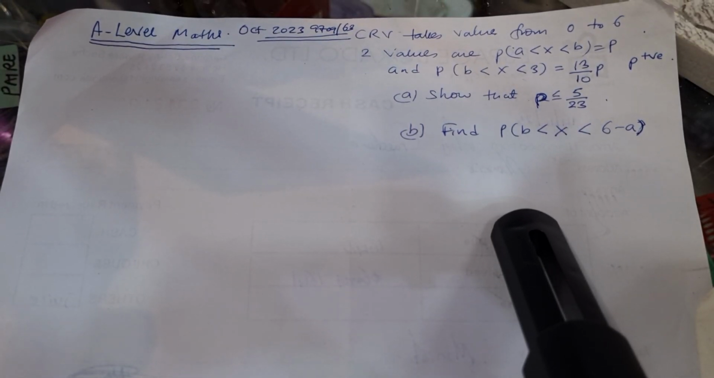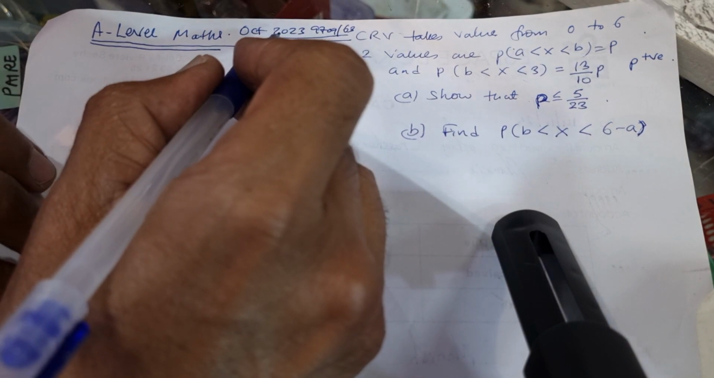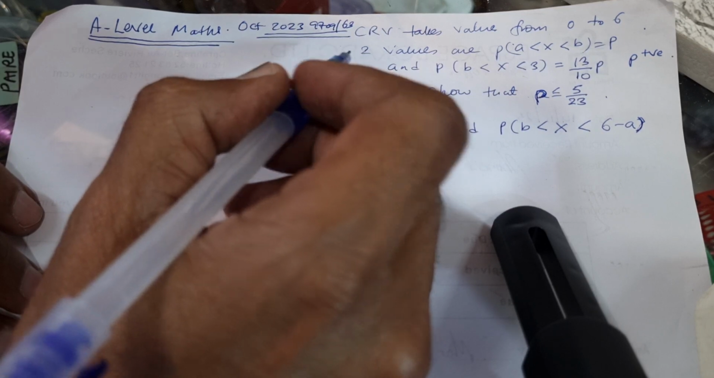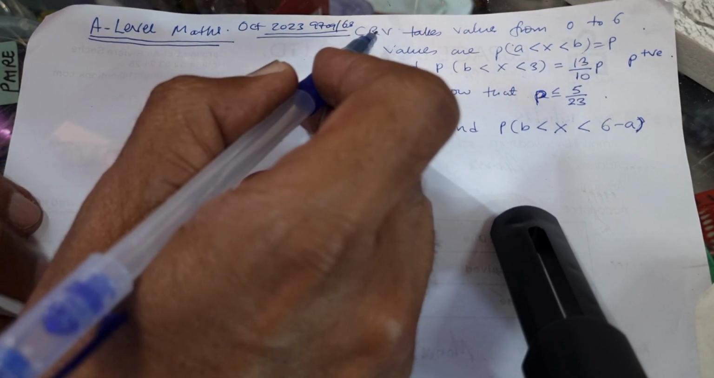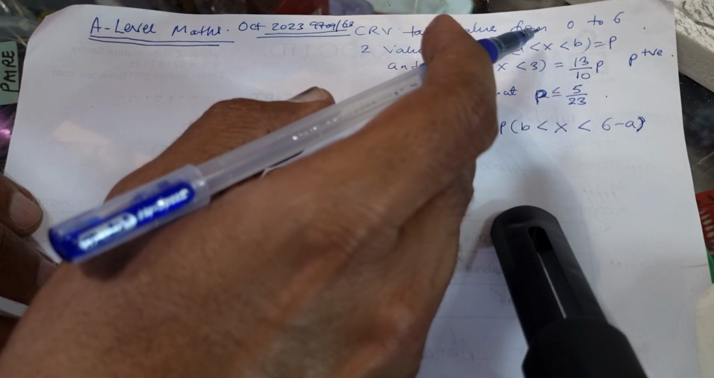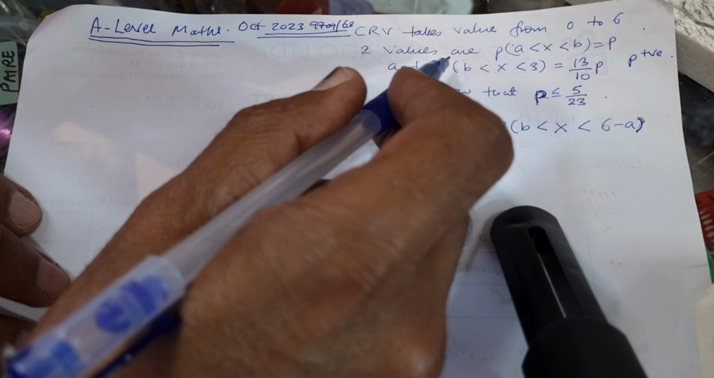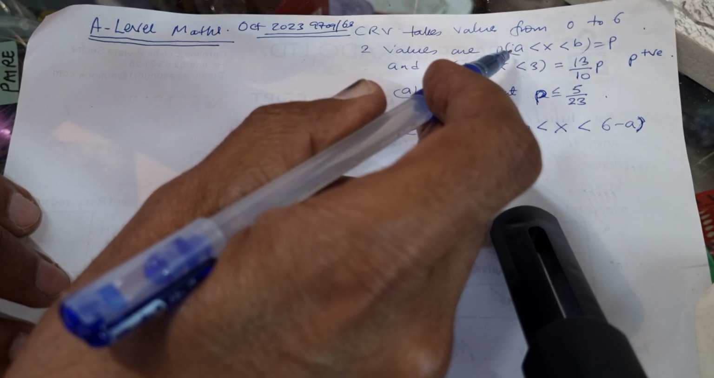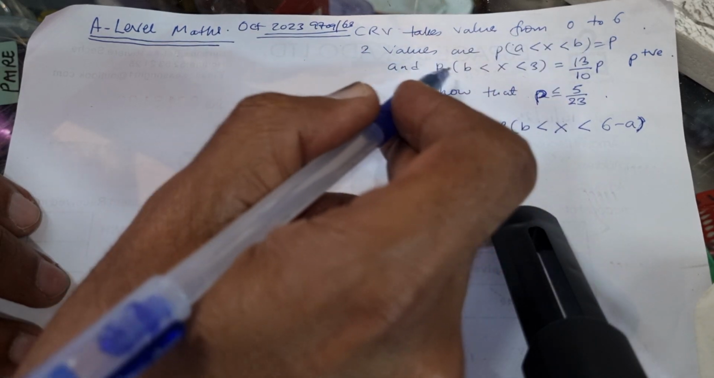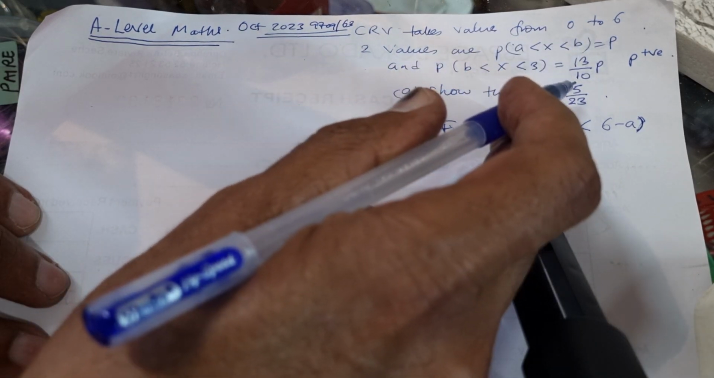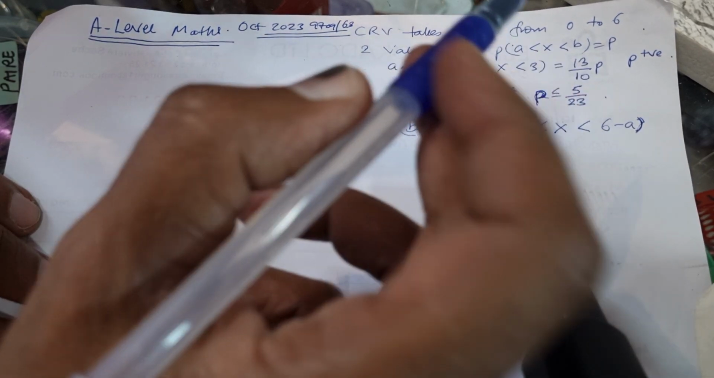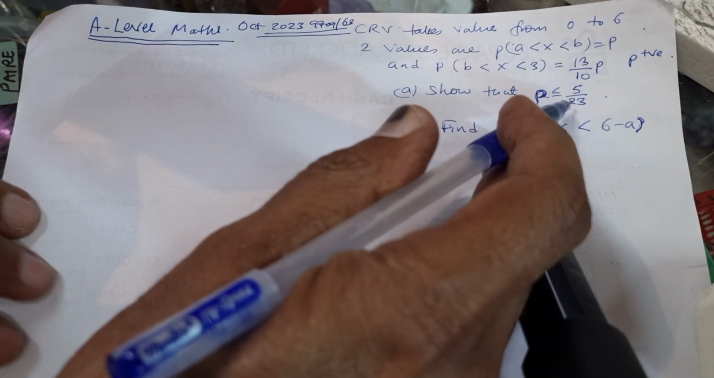Okay, this question is coming from the Statistics 2, October 2023, code 970963. We have a question where the continuous random variable takes values from 0 to 6. The two values given are: the probability of A being less than X and less than B is p, and the probability of B being less than X and less than 3 is 1.3p, which is 13 over 10p. Now we need to show that p is less than or equal to 5/23.